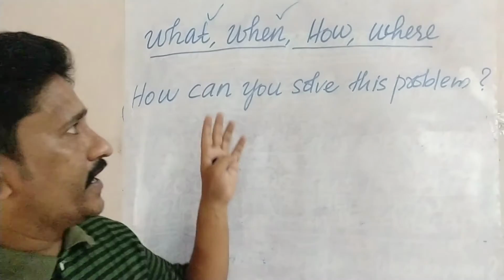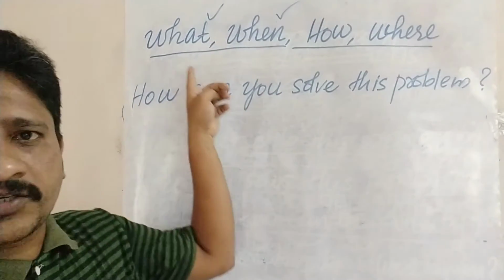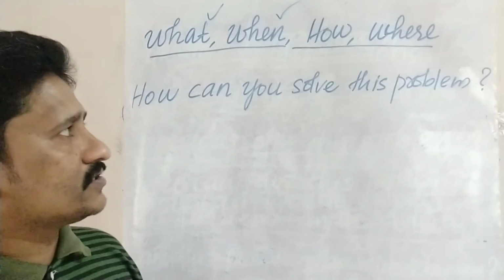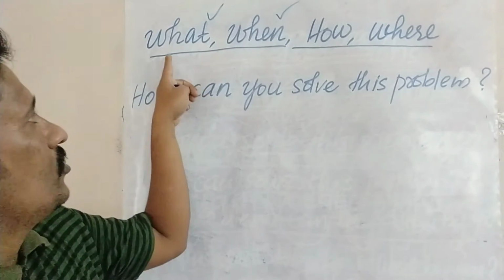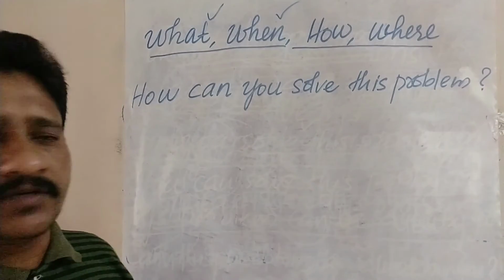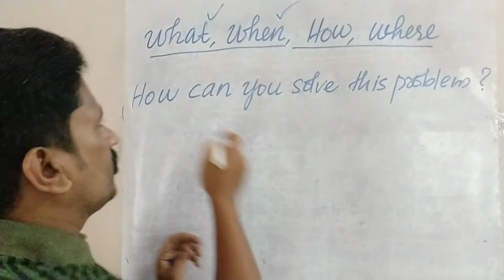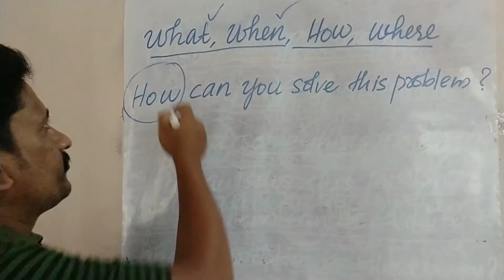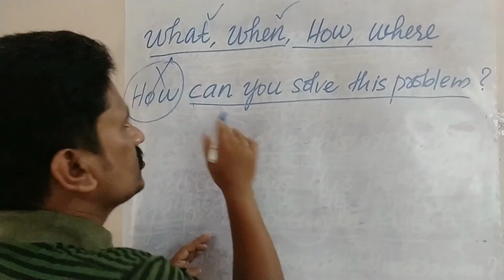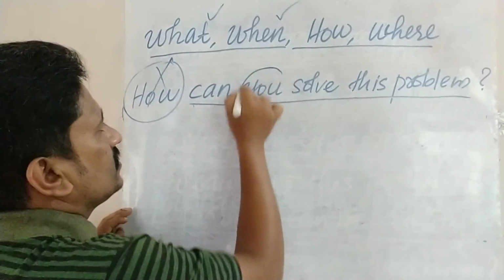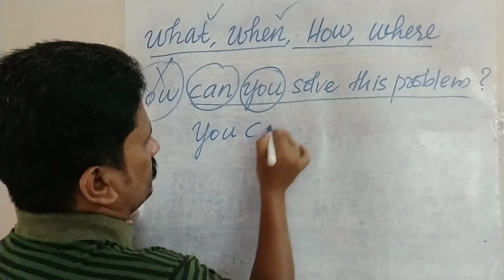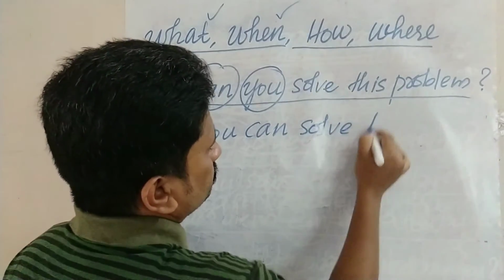Now let's get to the next part of this session. If the question is not a yes or no question, and it begins with what, when, how, or where, for example, how can you solve this problem? What you need to do is forget the question word at first and continue from here: can you solve this problem? Change it into a statement by beginning with the subject. So, you can solve this problem.